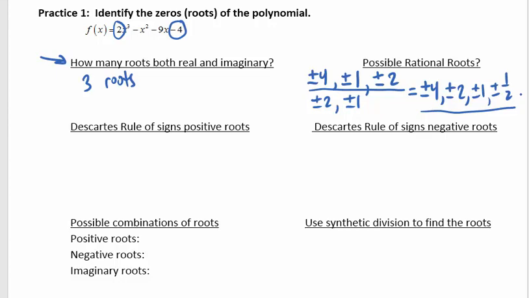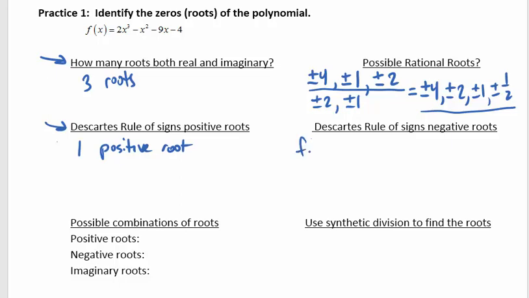Now, we want to narrow that down, so let's use Descartes' rule of signs here to narrow that down. So we're using Descartes' rule of signs here. Let's start for positive roots. We would say, all right, let's look at the sign changes. Just one sign change. So there is up to one positive root here. Okay? Let's look at negative.